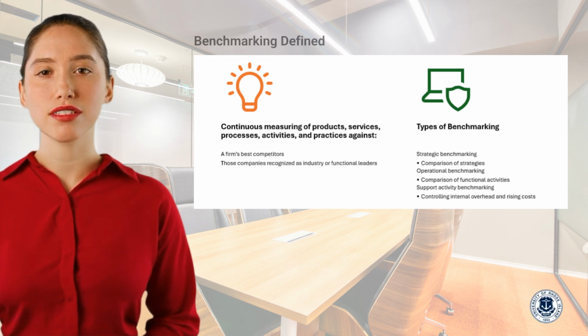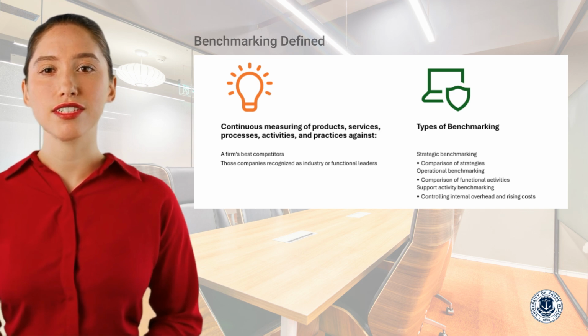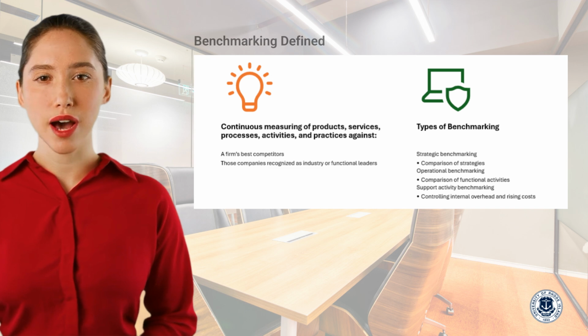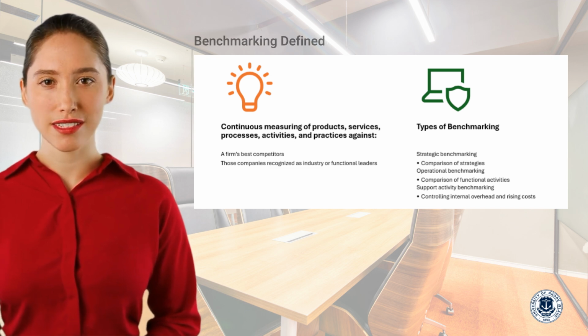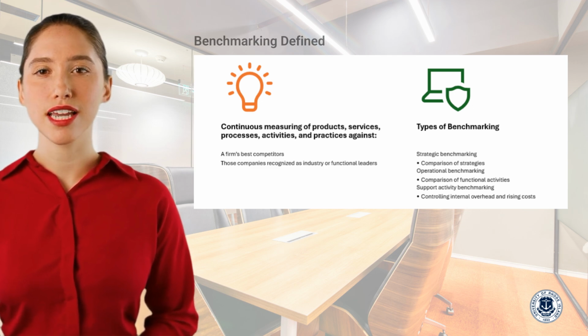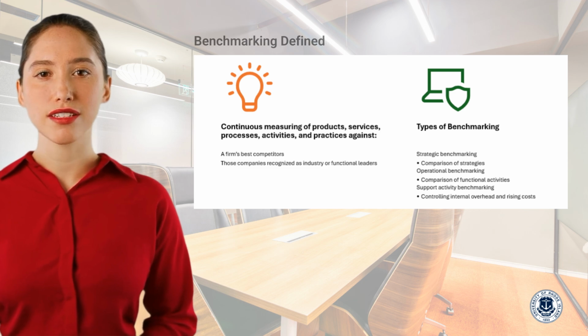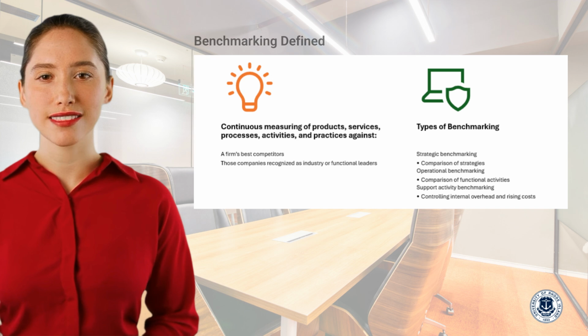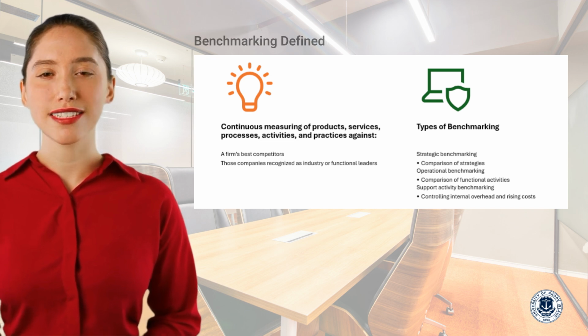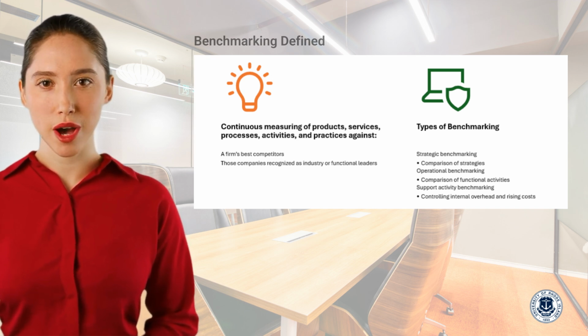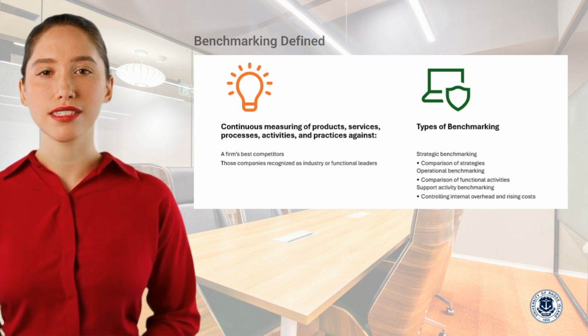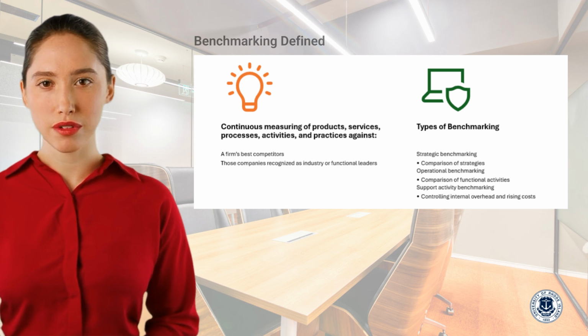Another important tool used in supply chain performance evaluation is benchmarking. Benchmarking refers to the continuous measurement of a company's products, services, processes, and practices against those of leading organizations. The purpose of benchmarking is to identify performance gaps and opportunities for improvement. Companies typically compare themselves with their strongest competitors or with organizations that are recognized as industry or functional leaders. By examining how top-performing organizations operate, firms can identify best practices and adopt strategies that improve their own performance.